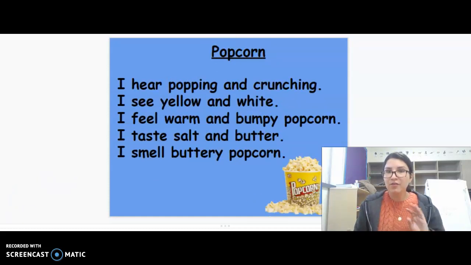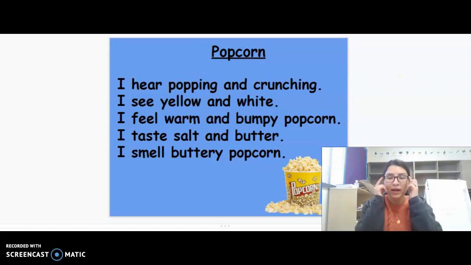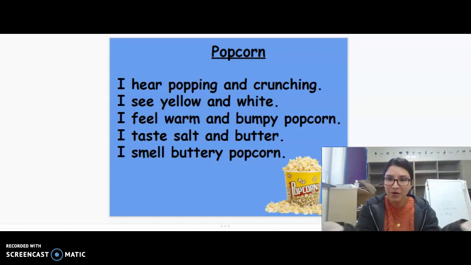I also made one over popcorn. Popcorn. I hear popping and crunching. I see yellow and white. I feel warm and bumpy popcorn. I taste salt and butter. I smell buttery popcorn. What is this poem over? Popcorn. So what you could do is you think of what you want to write about. So you concentrate, focus, and use your senses to write a sensory poem, which you did yesterday whenever you wrote my pizza poem, right? Okay.